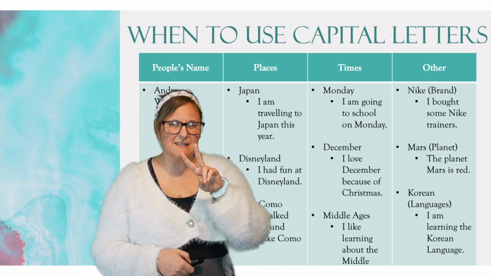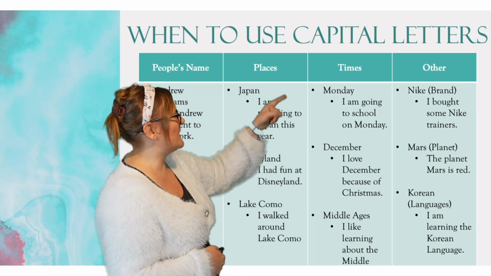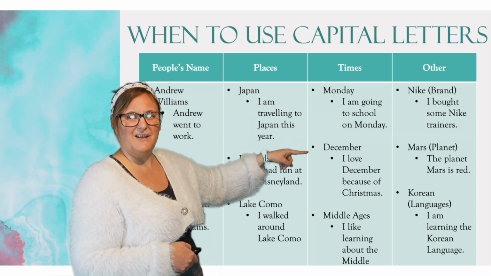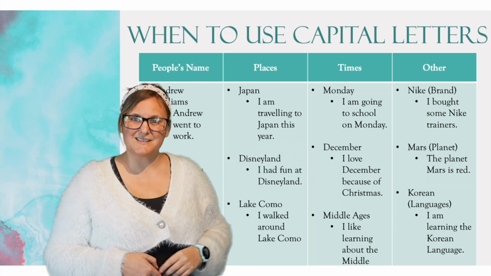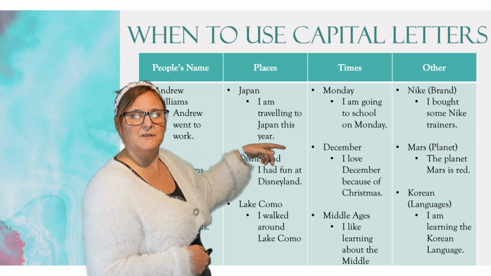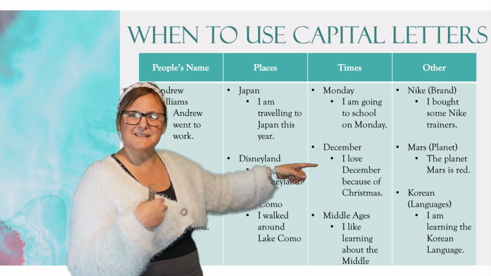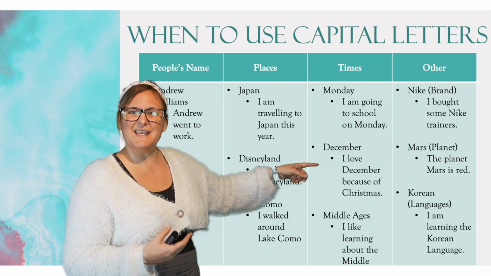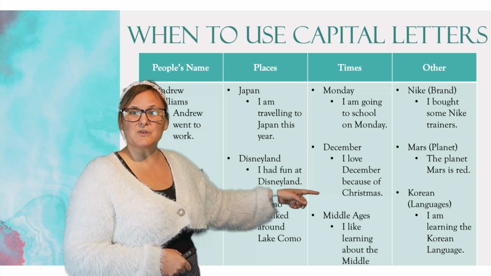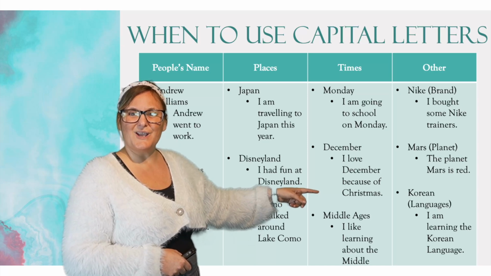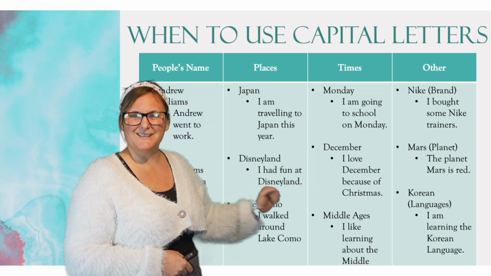Here we can see 3 capital letters. So we have I, because it's at the beginning of the sentence. Love, December. December because it's our time. It is the name of a month. And then we have Christmas, which is going to take us into our next one.